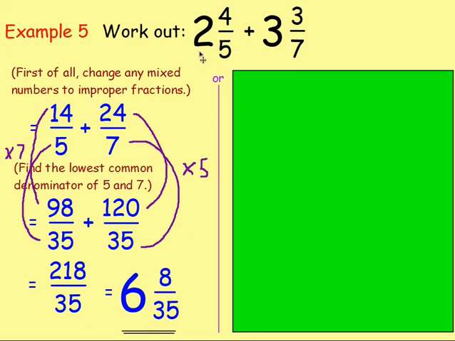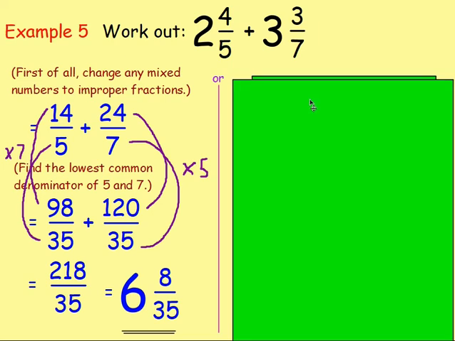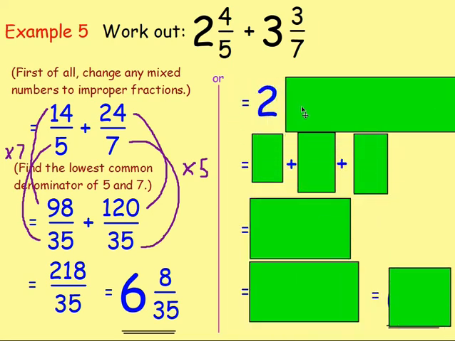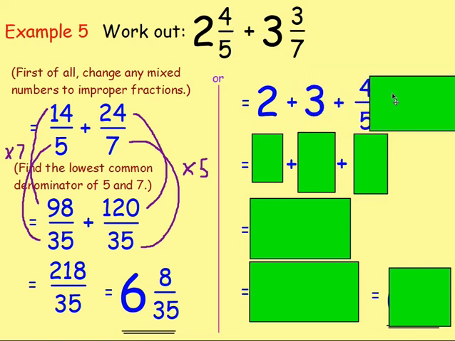So here's another way. This is just an alternative method, so you can use this if you want, or if you're fine with that first method, use that. But the 2 and 4/5, that means you've got 2 whole parts and you've also got 4/5. With the 3 and 3/7, it means you've got 3 whole parts, and again you've got the 3/7 left over. So you could rewrite that as the 2 and the 3, and you're also left with a 4/5, and you're left with a 3/7.